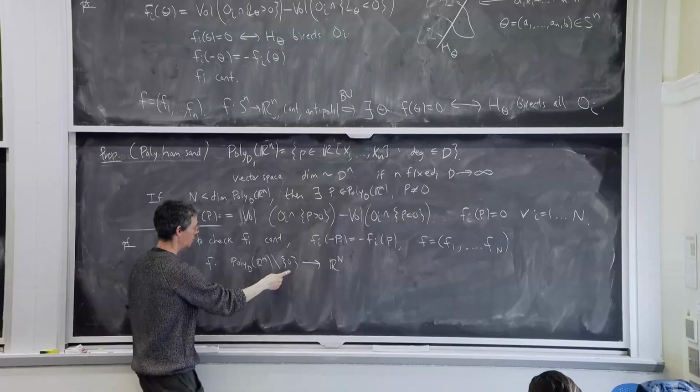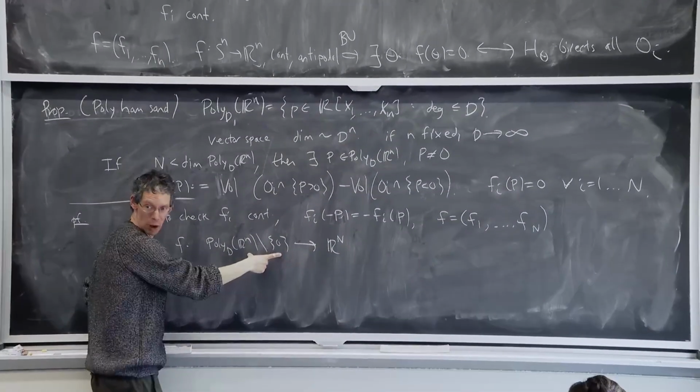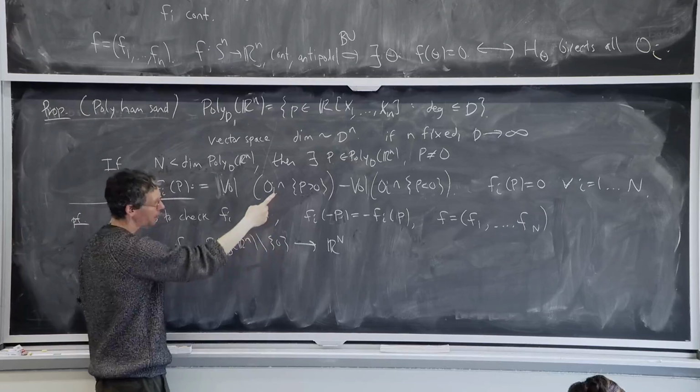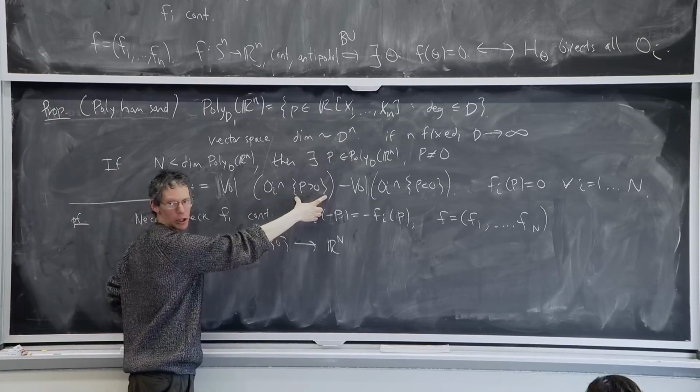So the reason we had to do this is that fi is only continuous on the space of polynomials without 0. If I take a non-zero polynomial and I change the coefficients a little bit, then this set will only change a little bit.